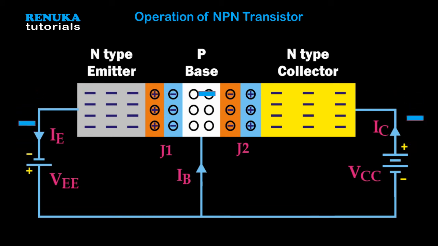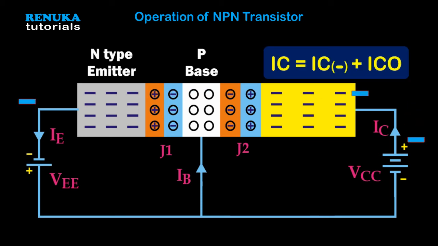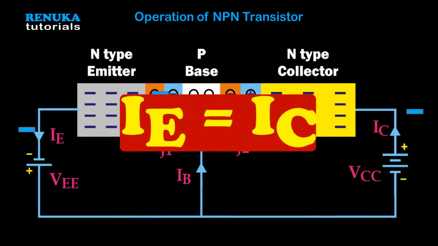These electrons are swept out of the base into the collector by the reverse bias voltage, and the collector current is also comprised of two currents, the current due to the electrons from the emitter and the current in the reverse direction, which is the reverse leakage current due to the thermally generated charge carriers in the collector. The collector current is nearly equal to the emitter current.